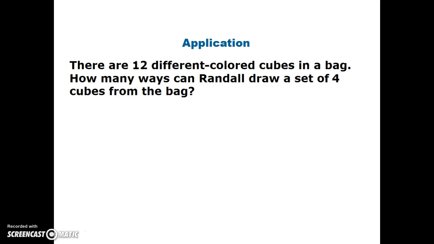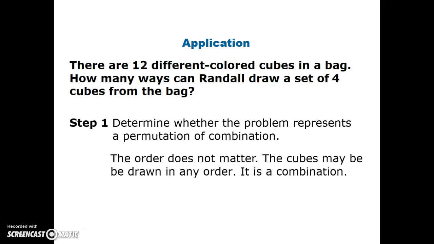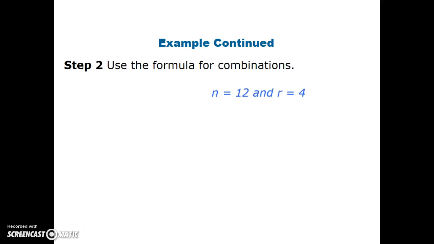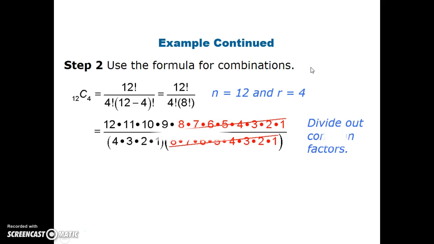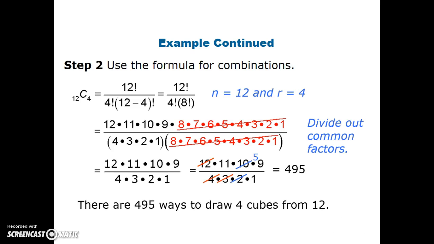So there are 12 different colored cubes in a bag. How many ways can Randall draw a set of 4 cubes from the bag? Does order matter when he's drawing them? No, it doesn't. So this is a combination. So we're going to use the formula for combinations, and N is 12 and R is 4. We will list these out, but again, we're just going to cancel top and bottom what's common, and so it's not going to be that terribly difficult to actually get the number. So there are 495 ways to draw 4 cubes from 12.